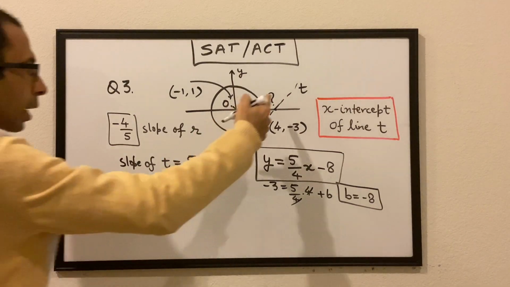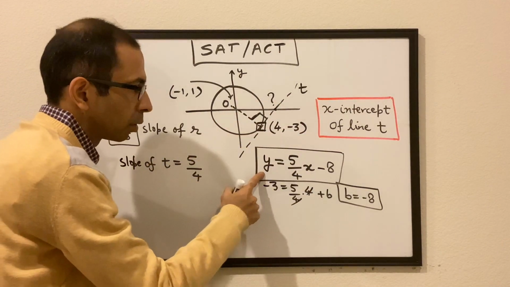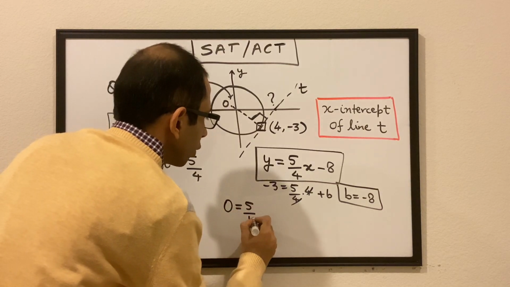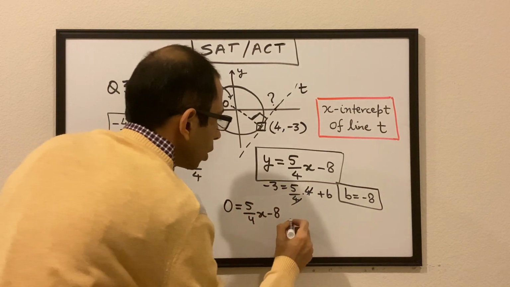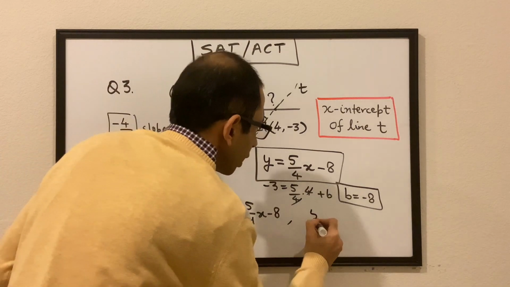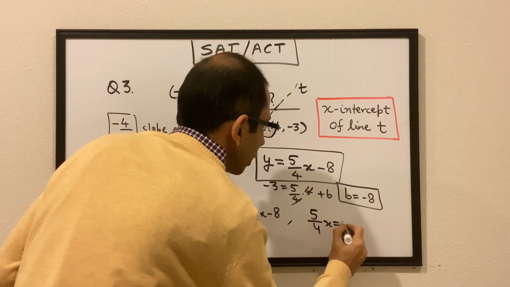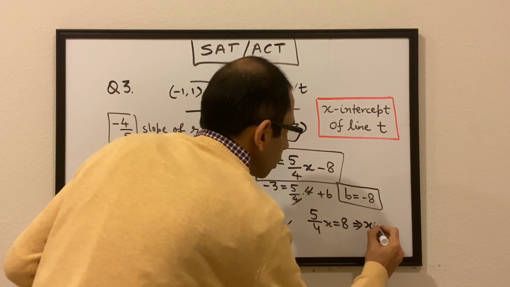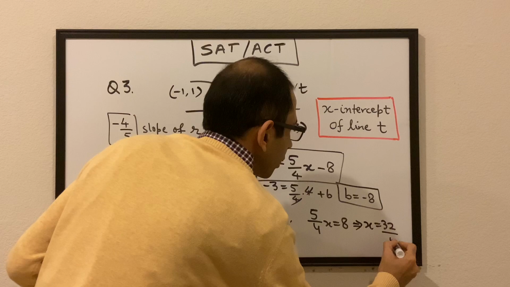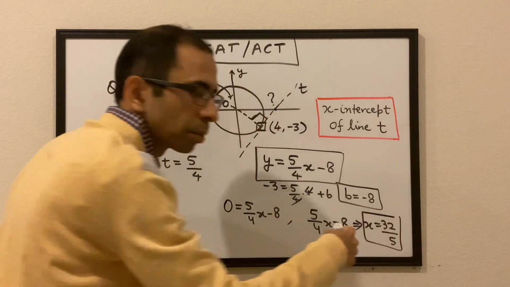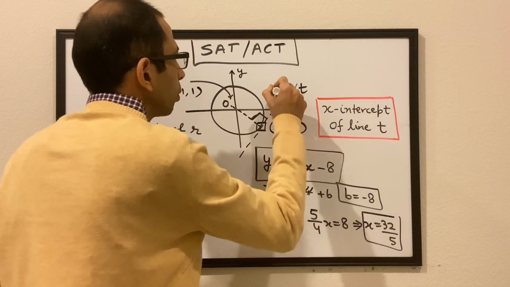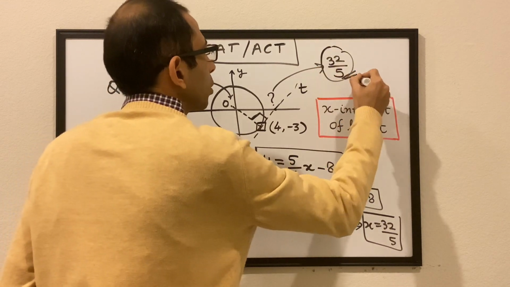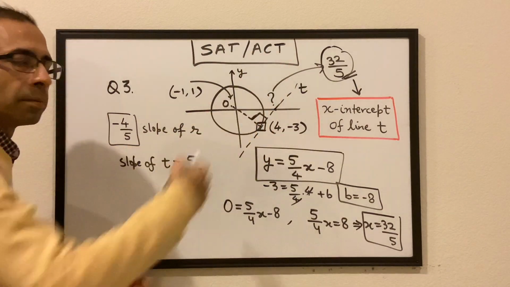Now for finding the x-intercept, obviously we can put y equal to 0 and solve for x. So we get 0 is equal to 5 over 4x minus 8, or you bring 8 to the other side, so you get 5 over 4x is equal to 8, or x is equal to 32 over 5. I mean, 6 point something, but this point would be 32 over 5. So this is the x-intercept of this line t.